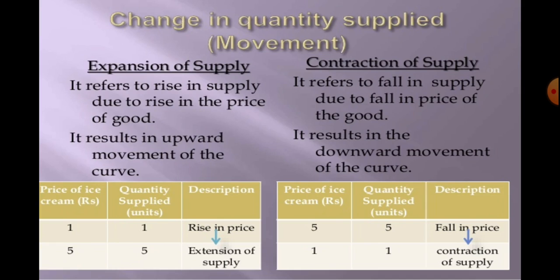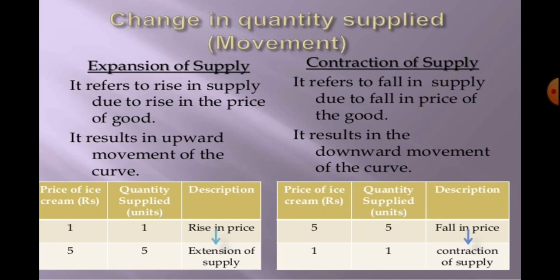Dear students, this is the same topic as we have studied in theory of demand, that was change in quantity demanded and change in demand. Let's start the topic. Change in quantity supplied occurs due to change in price of the commodity. If there is an increase in price of the commodity and supply of the commodity also increases, it is known as expansion of supply. On the other hand, if price of the commodity decreases and as a result supply of the commodity also decreases, this situation is known as contraction of supply.